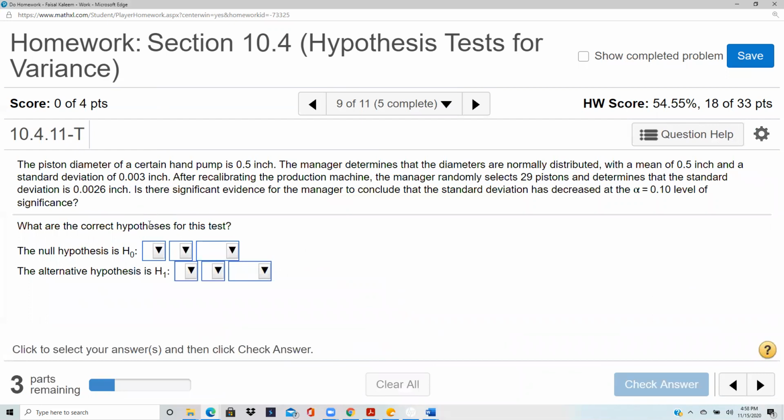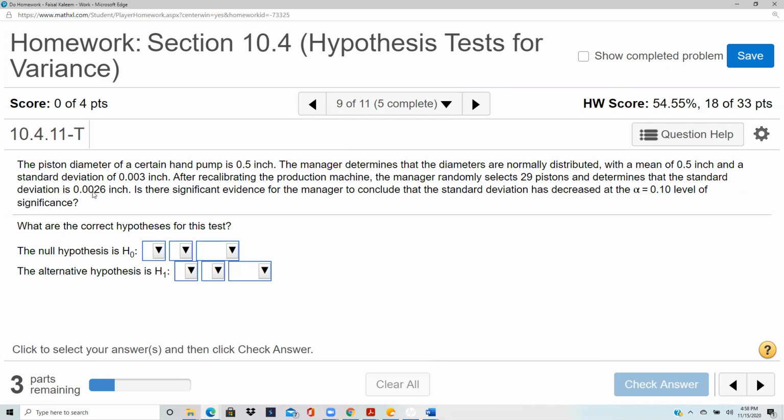Okay. What are the correct hypotheses? All right, the piston diameter of a certain hand pump is 0.5 inch. The manager determines that diameters are normal with a mean of 0.5 inch and standard deviation of 0.03 inch. After calibrating the machine, the manager selects 29 pistons and determines that the standard deviation is 0.0026. Is there significant evidence to conclude that the standard deviation has decreased?